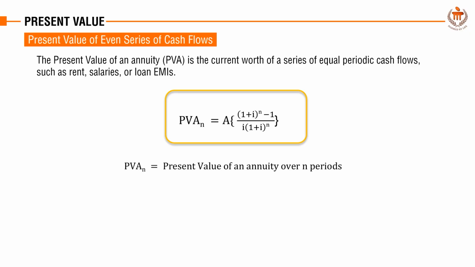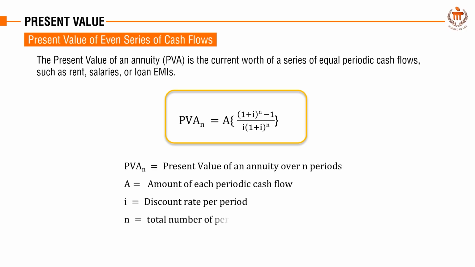PVA is the present value of the annuity over N periods. A is the amount of each periodic cash flow. I refers to the discount rate per period. N refers to the total number of periods.